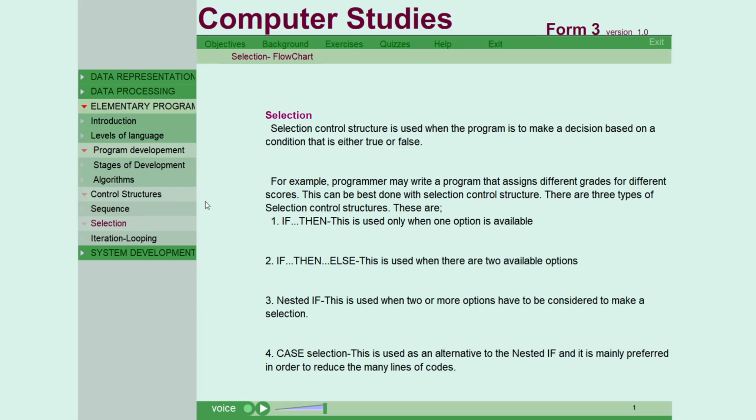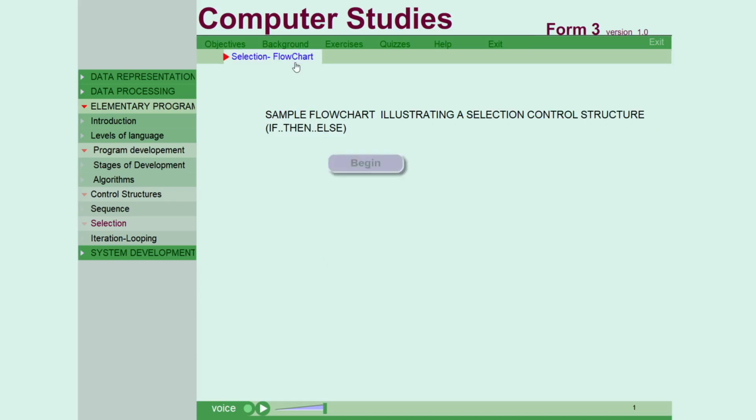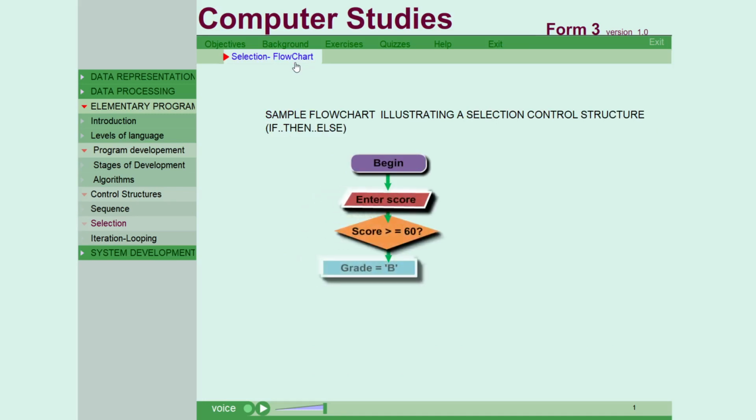There are three types of selection control structures. These are if, then, which is used only when one option is available. If, then, else, which is used when there are two available options. Nested if, which is used when two or more options have to be considered to make a selection. And case selection, which is used as an alternative to the nested if, and is mainly preferred in order to reduce the many lines. Sample flowchart illustrating a selection control structure, if, then, else.